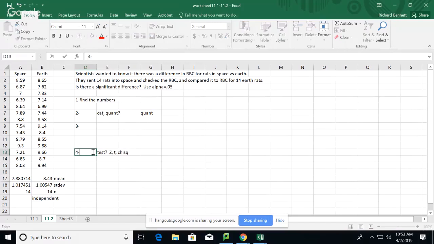Here, we'll do step 4. I always do step 4 first. Who thinks it's a chi-square? Is that why you were raising your hand? Oh, sorry. I should have called on you. I'm sorry. Okay, so we're going to finish this answer.